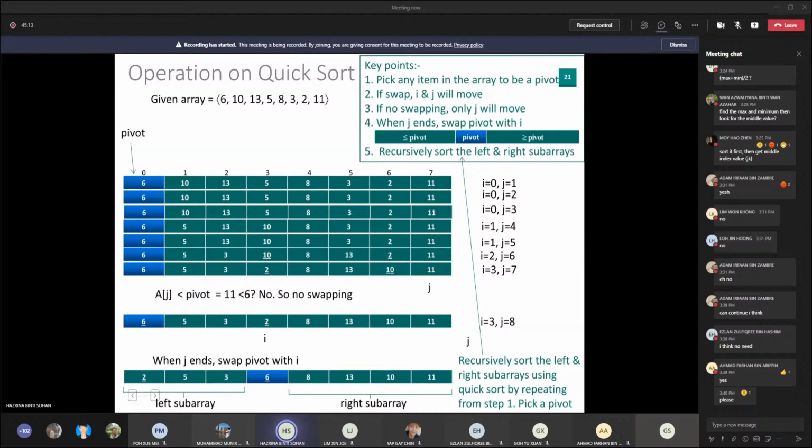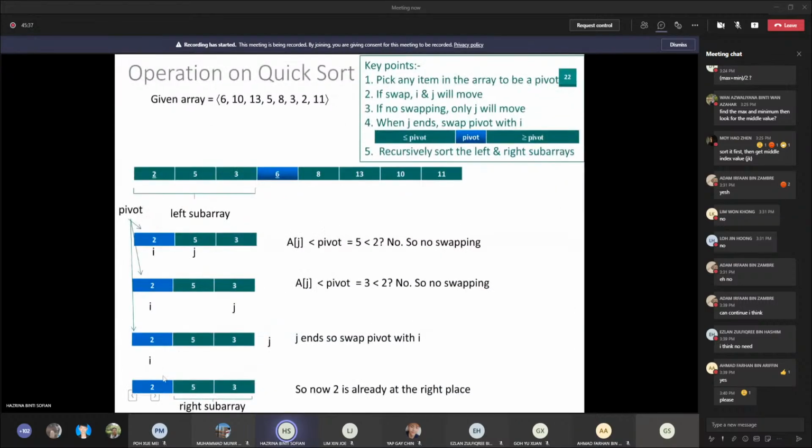Okay, so 2, 5, 3, how to solve this? The previous pivot is already at the right place. The one in blue color is already at the right place, so we do not need to sort it. We need to sort the one that is still in green: 2, 5, 3. Because I choose my pivot as the leftmost.